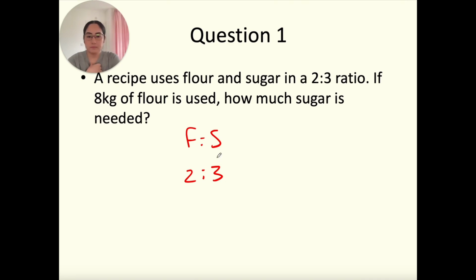So if the flour used is 8 kilograms, then we're going to think about, how do I go from 2 to 8? I've multiplied that by 4. I'm going to do the same to the other side. Whatever we do to one side, we always do the same to the other. And it's 12 kilograms. So for every 8 kilograms of flour, 12 kilograms of sugar is needed.